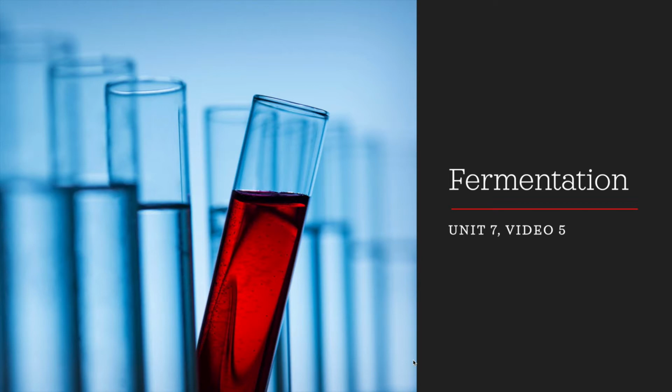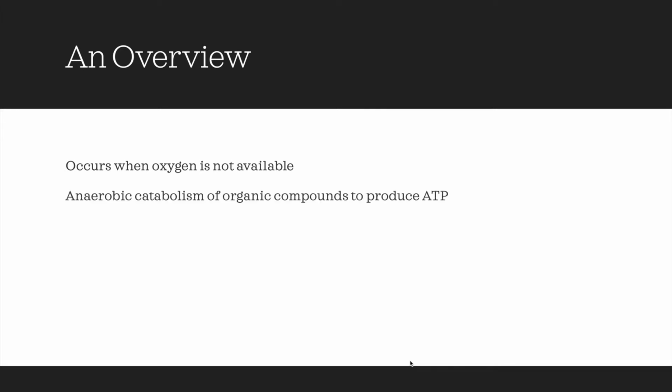In this lesson, we will be discussing the process of fermentation. When oxygen is not available, the pyruvate molecules from glycolysis cannot enter the Krebs cycle. So instead, fermentation takes place. Fermentation is the anaerobic catabolism of organic compounds to produce ATP. The purpose of fermentation is to regenerate NAD+ so glycolysis can continue.